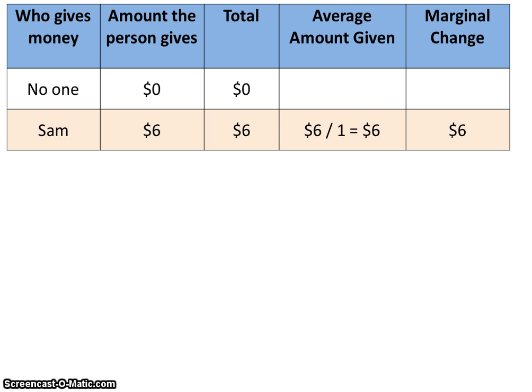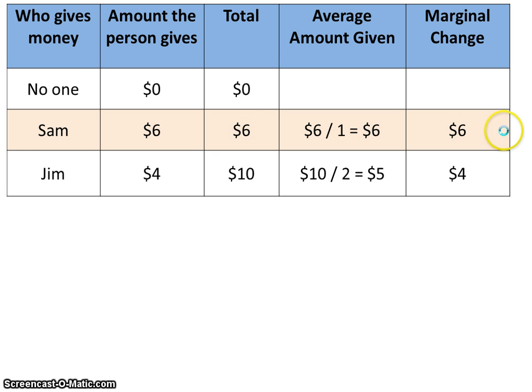Now Sam gives. That means we have 1 number in the set, so we can calculate an average. Our total is $6 because that's what Sam gave. That's all we have. We divide that by 1. The average is $6. Now in this case, the average and marginal are equal because Sam is the only person who's given. He moved the total up from $0 to $6. So his marginal contribution was $6.